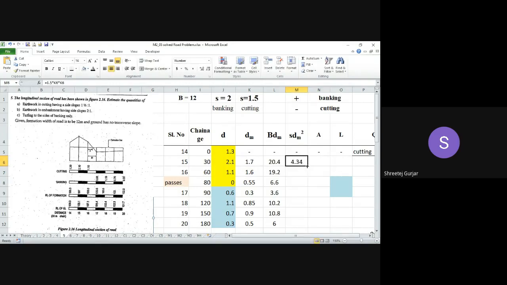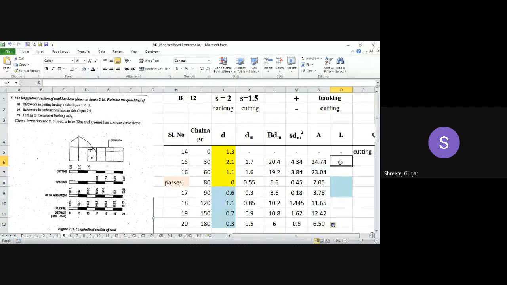Up to cutting, up to here. From here it will be what? S is changed to 2 because it is banking. So this part is banking, so S will be 2. So 2 into 0.3 into 0.3, that is D squared, DM squared. Okay, so A will be what? A will be BDM plus SDM squared. So this column plus this column will give you A.